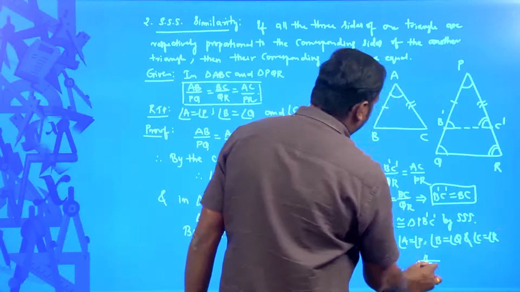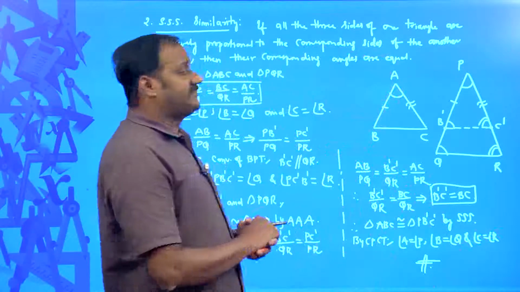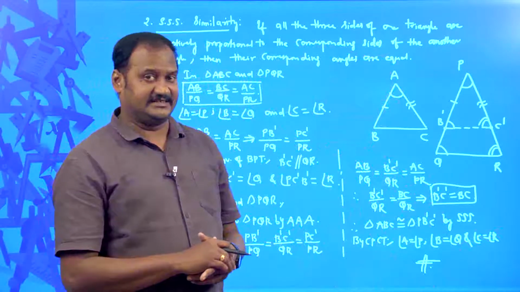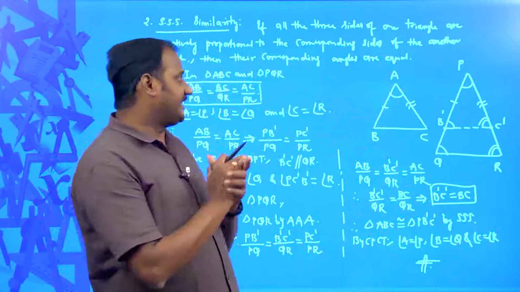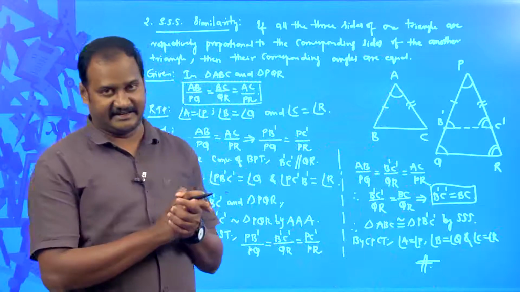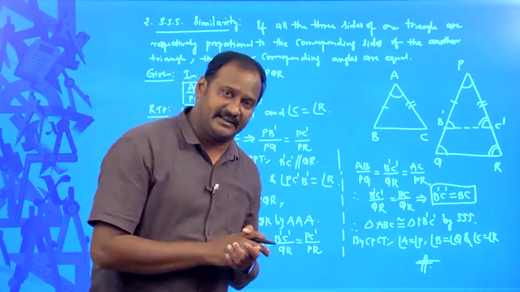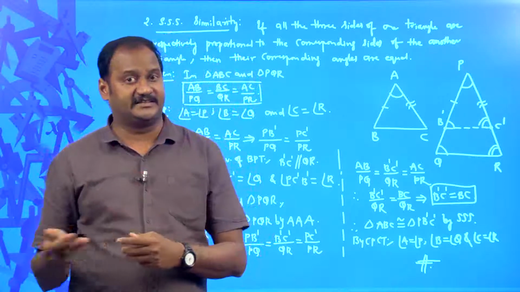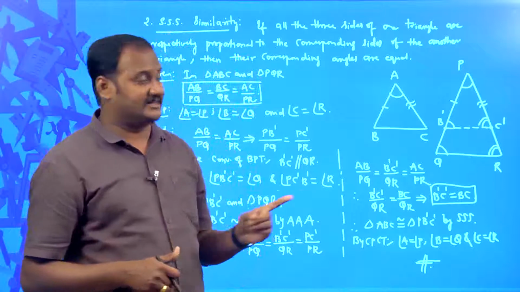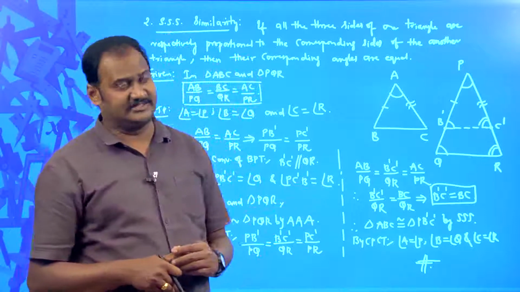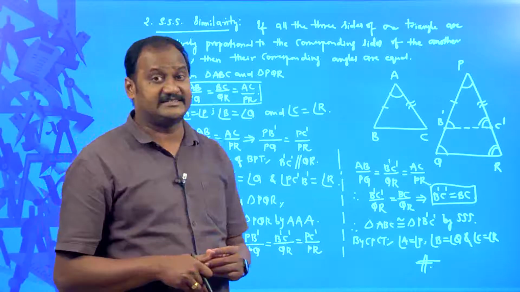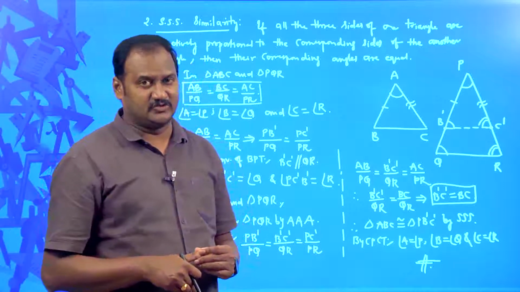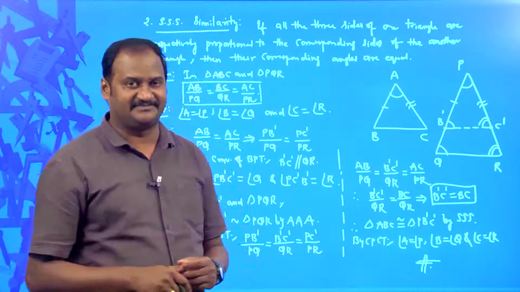So this is about the converse of AAA, that is SSS similarity. So according to this SSS similarity criterion, if three sides of one triangle are respectively proportional to the corresponding three sides of the other triangle, then their corresponding angles are equal. This is what you call SSS similarity. So hope you understand what this SSS similarity is. Thank you.